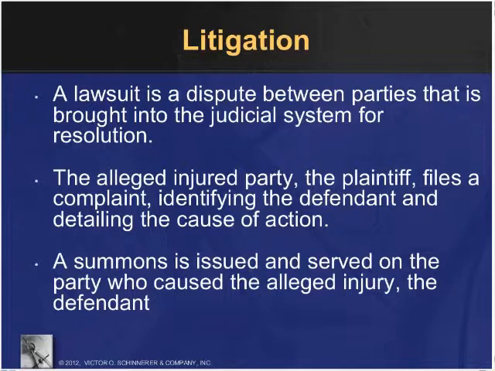It could be a breach of contract issue, it could be a negligence issue, but they have to allege a specific cause of action that according to them means that the defendant should be held responsible. After that point, generally, a summons is issued and served on the party who caused the alleged injury, the defendant. Now, in a professional liability claim, generally that means that you're going to be in the defendant role. And you will get a summons.